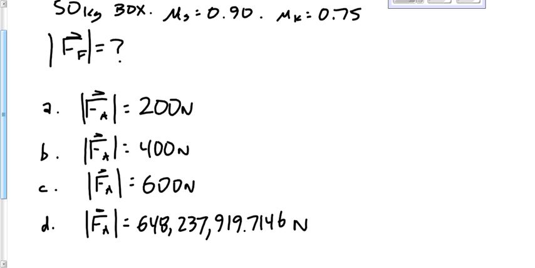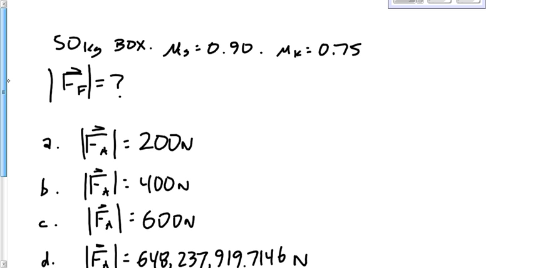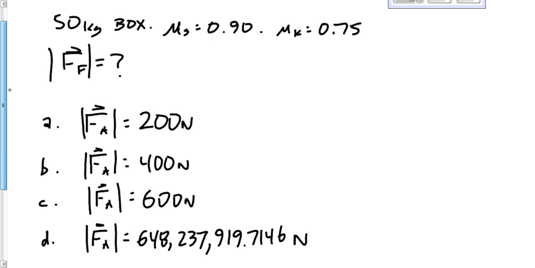So I want you in all four of these to identify what type of friction you have, and I want you to identify the value of friction that you have, using the last example that we did as a guide. Let's take a look here now, guys. So we got a 50 kilogram box. We have a coefficient of static friction of 0.90, kinetic friction of 0.75, which we expect to be a little bit smaller, right?